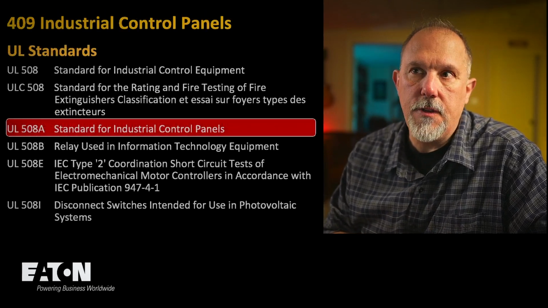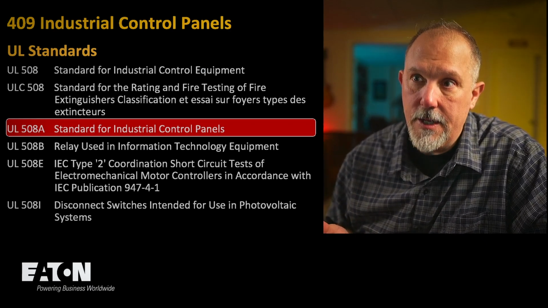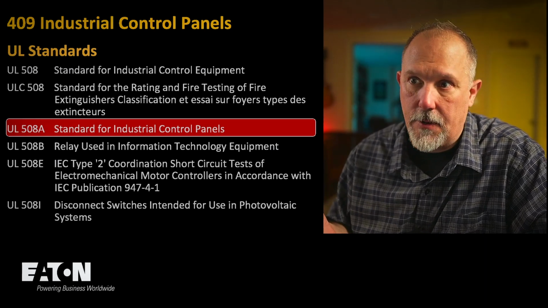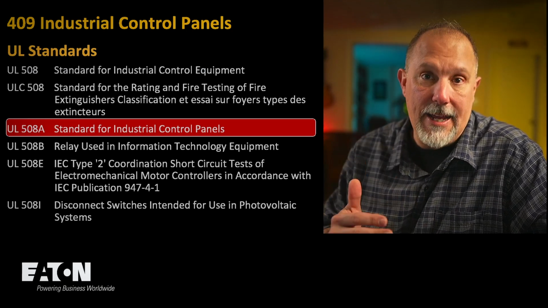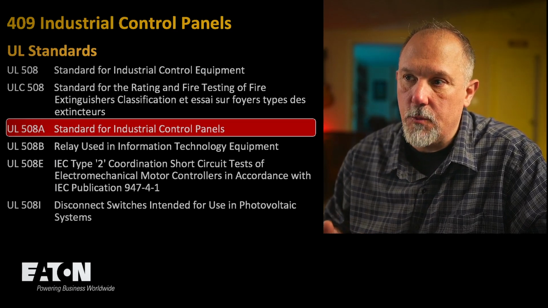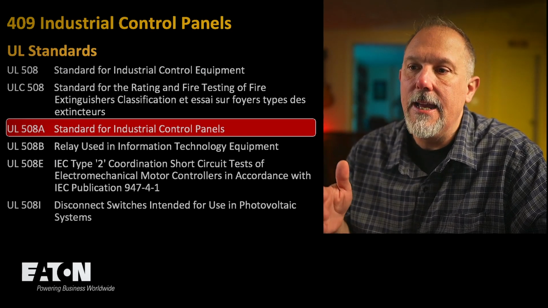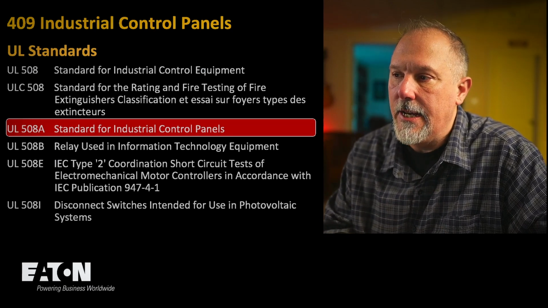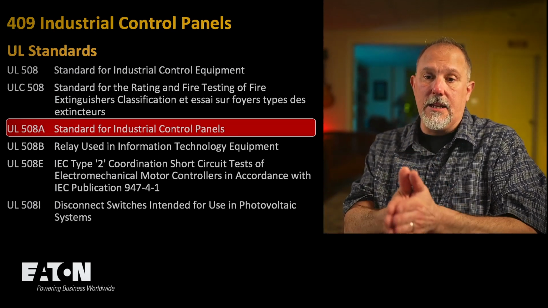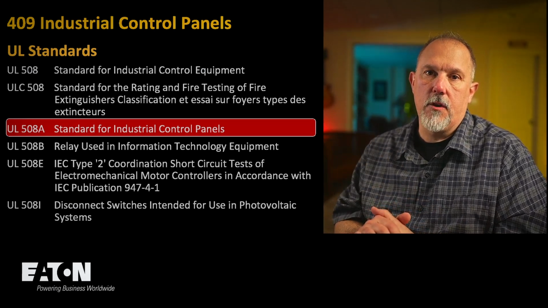If I journey into the standards library, I find that there's a UL 508 standard for industrial control equipment, a ULC 508 standard for rating and fire testing, fire extinguishers, etc. UL 508A is the standard for industrial control panels. That's the one that we are most interested in. 508B is relays used in IT equipment. 508E is your type 2 coordination for short circuit testing. And then 508I is your disconnect switches intended for use in PV systems. So 508A, that's the key that's immediately going to tell me anything that is listed to UL 508A falls under the requirements of Article 409.